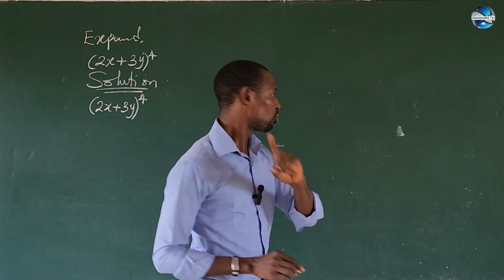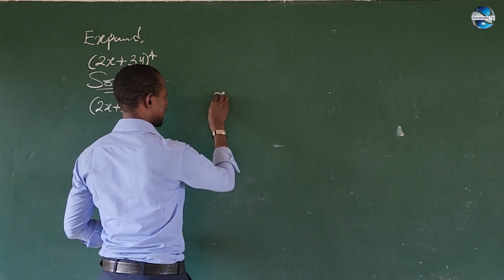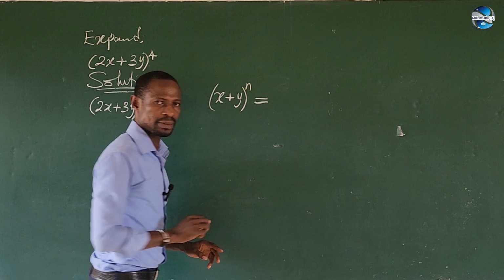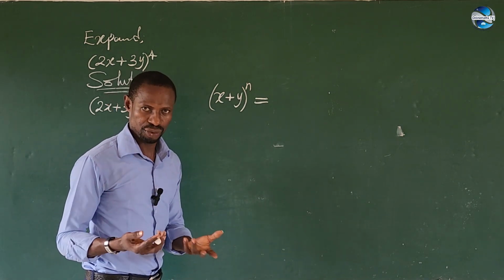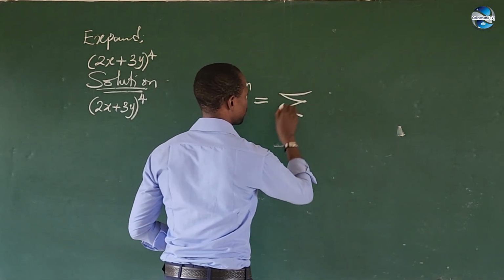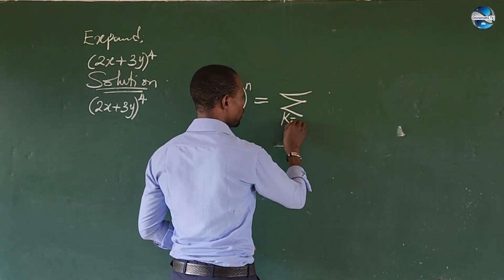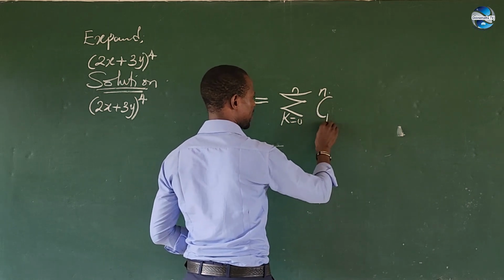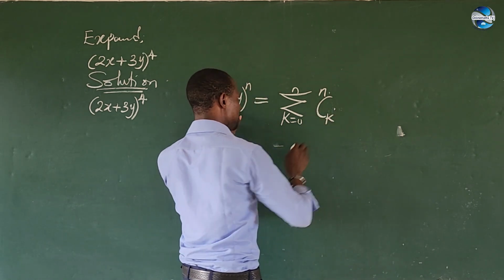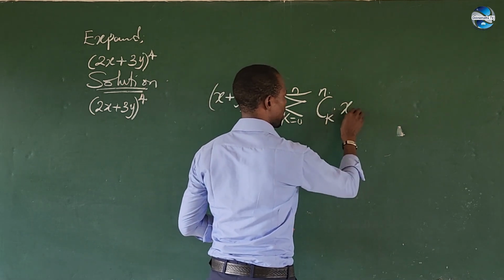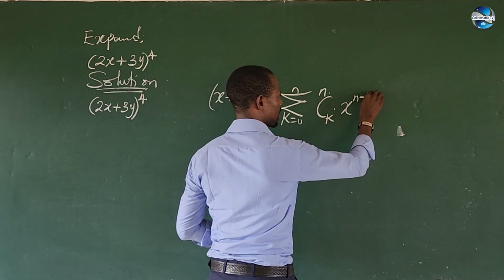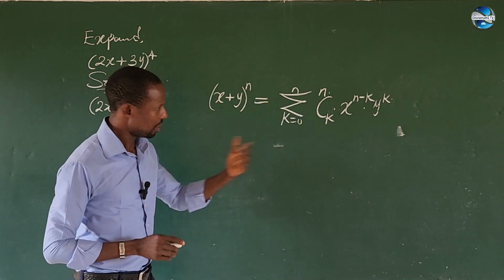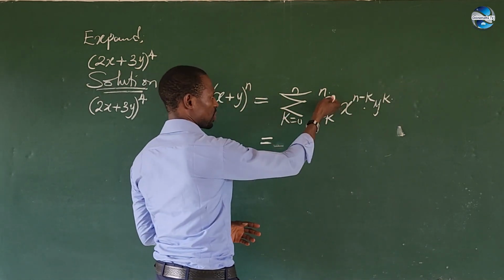Now you know our binomial theorem. If we have an expression of this kind, x plus y all to the power of n, how do we expand this? We can use the binomial theorem, which says that this will give us the summation as k goes from 0 to n of n combination k, times our first term, which is x. So we have x to the power of n minus k times y to the power of k. Remember this?